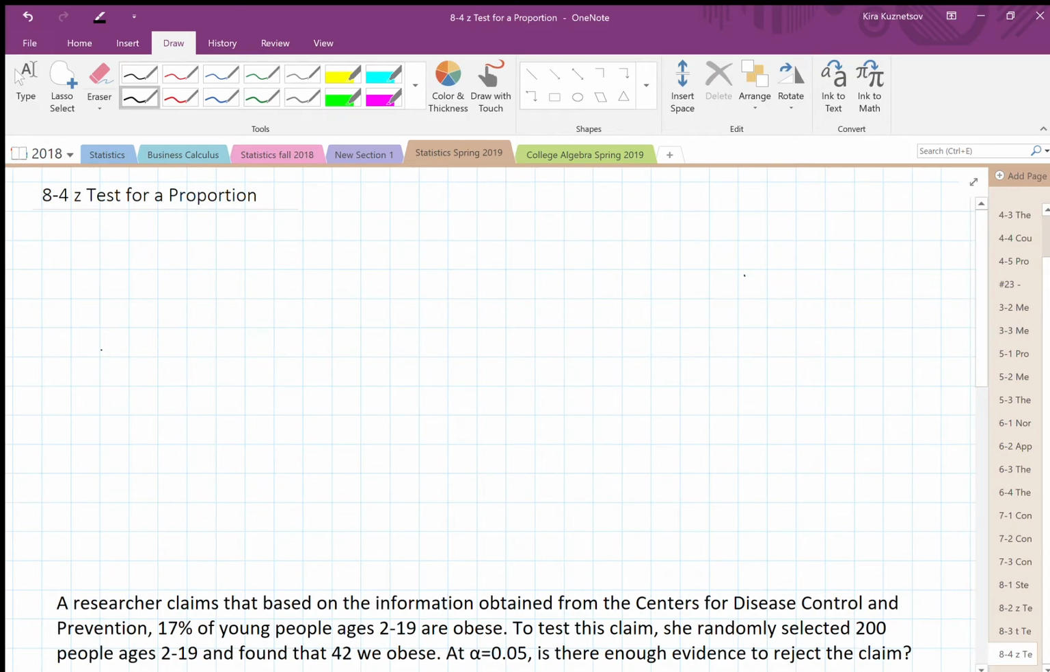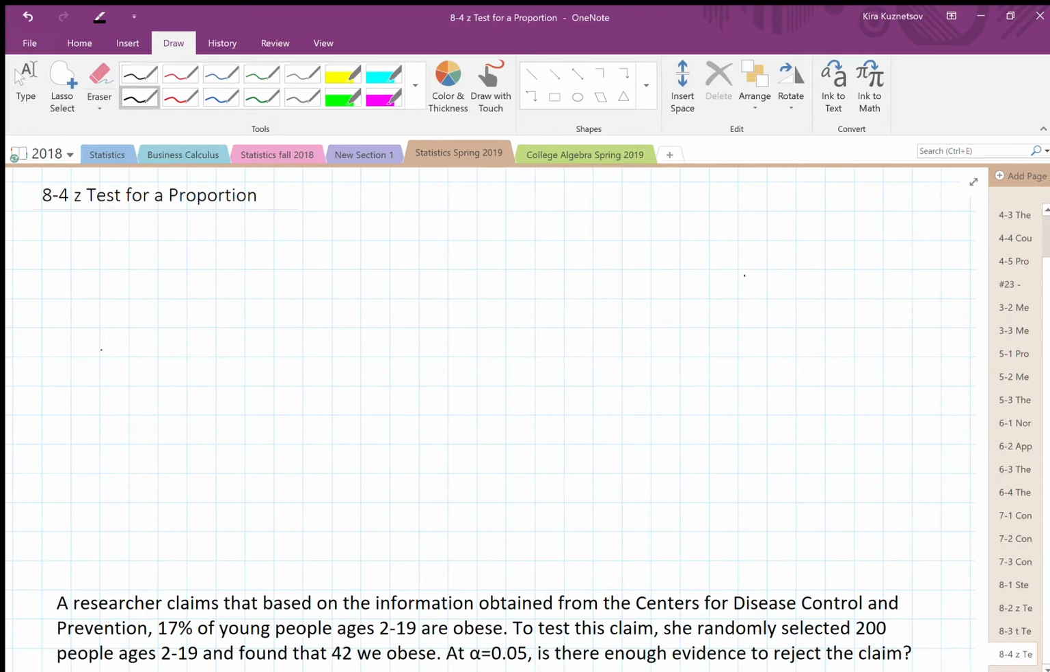This is a lecture on 8-4, z-test for a proportion. At this point, I'm under the assumption that you are aware of the process of hypothesis testing. If you need review, please revisit 8.1 and 8.2. This test is a test for inference about a population proportion.